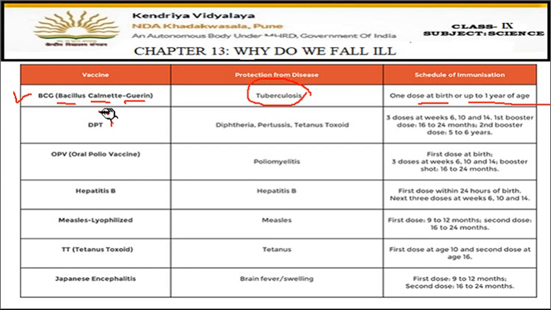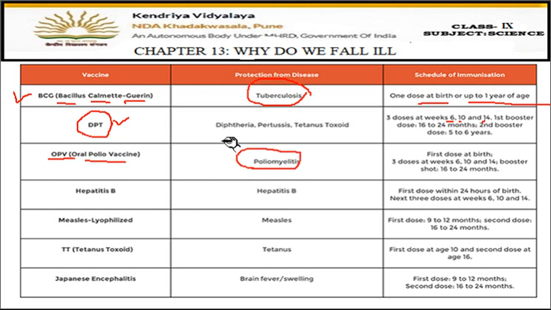Then there is another vaccine called DPT: diphtheria, pertussis, tetanus. This is the full form; you need not learn it, only learn the DPT vaccine. Three doses of this vaccine are given, in the 6th week after the birth of the child, then in the 10th week and in the 14th week. Then next is OPV, the oral polio vaccine. It is given orally, in the mouth. The OPV vaccine is against the disease polio.